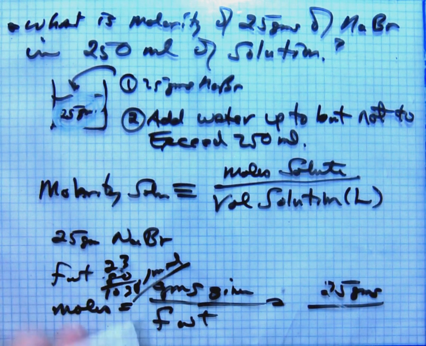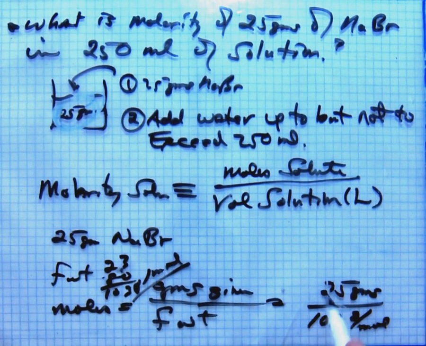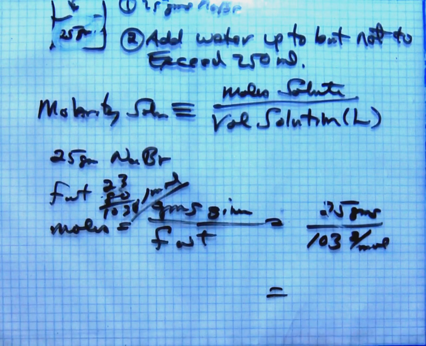Okay. So now I need to divide by 103 grams per mole. Grams over formula weight is moles. It's not molarity now. Molarity is moles over liters. Everybody keep up? Okay, so I want you to work on that this weekend. Moles is mass over formula weight, but molarity is moles over volume in liters. Okay, so moving on. This gives us 25 over 103.